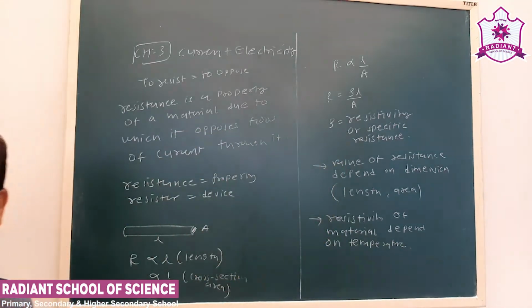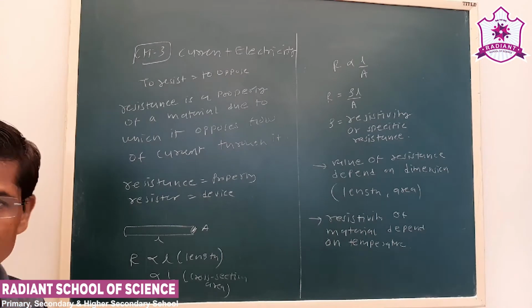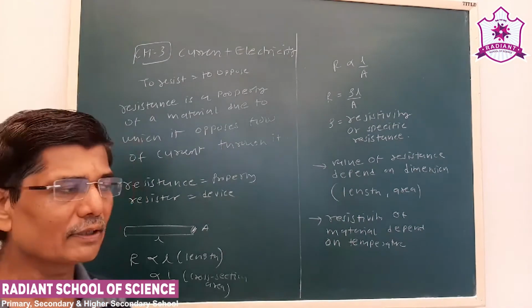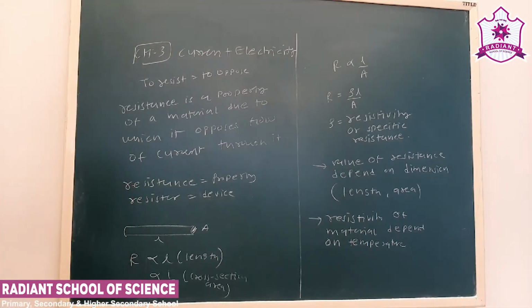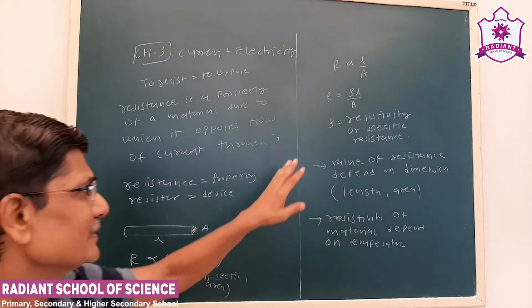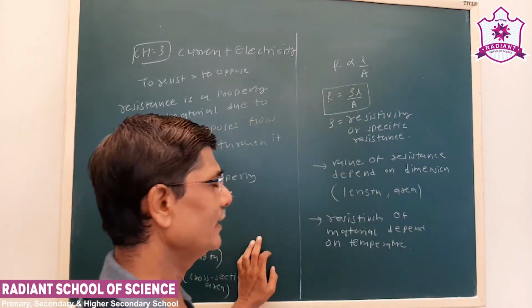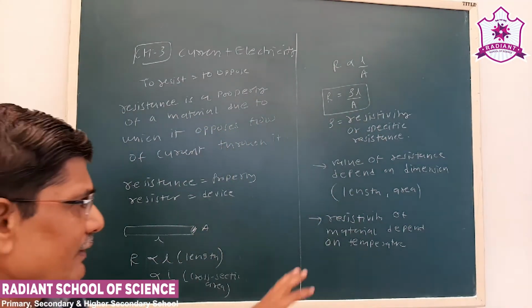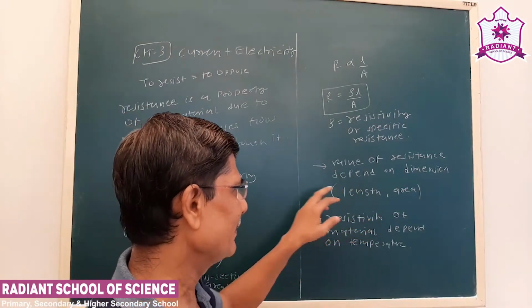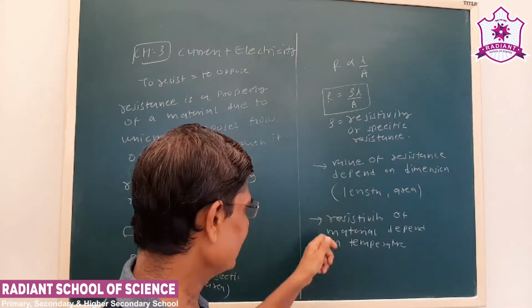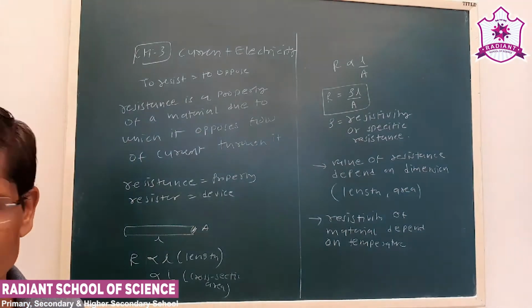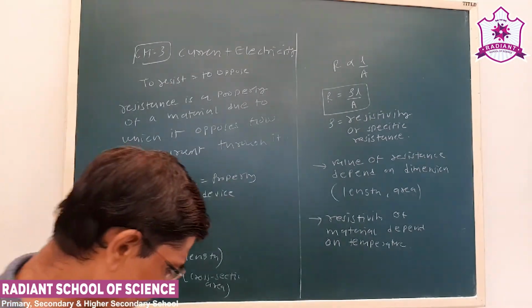Okay. Now see, the resistance is a property of a material due to which it opposes the flow of current through it. Now the resistance depends on the length, it is directly proportional to the length. This is proved by the experiment. It is inversely proportional to the cross section area, and we have obtained the useful relation R is equal to rho L by A. Okay. See, we have to remember well, the value of resistance depends on the dimension, that is length and the area. Resistivity depends on the temperature, that we will see in the subsequent topic.